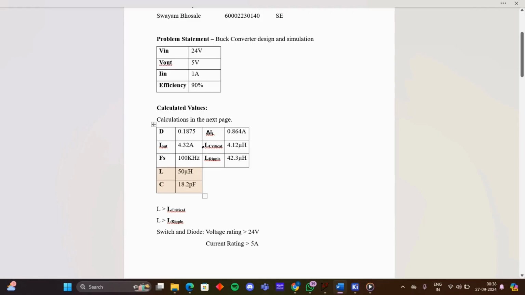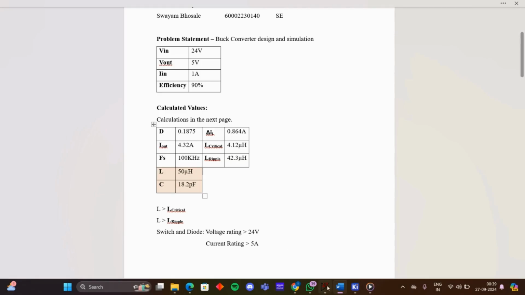From the values of L critical and L ripple, we decided a value of 50 microhenry for inductor and a capacitor of 18.2 picofarads. For the MOSFET switch and diode, we've taken a voltage rating of greater than 24 volts, which is the input voltage, and a current rating of greater than 5 amps, which is the peak current.